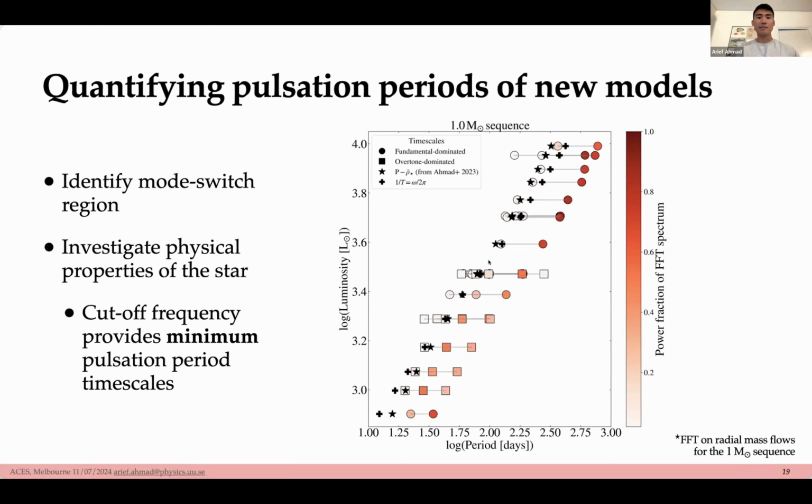And you can see, especially for the more luminous models, at least, the overtones or the second pulsation mode detected is below the minimum. So this primarily tells us that what the algorithm is detecting could be not necessarily an overtone, but a higher harmonic of the radial fundamental mode.